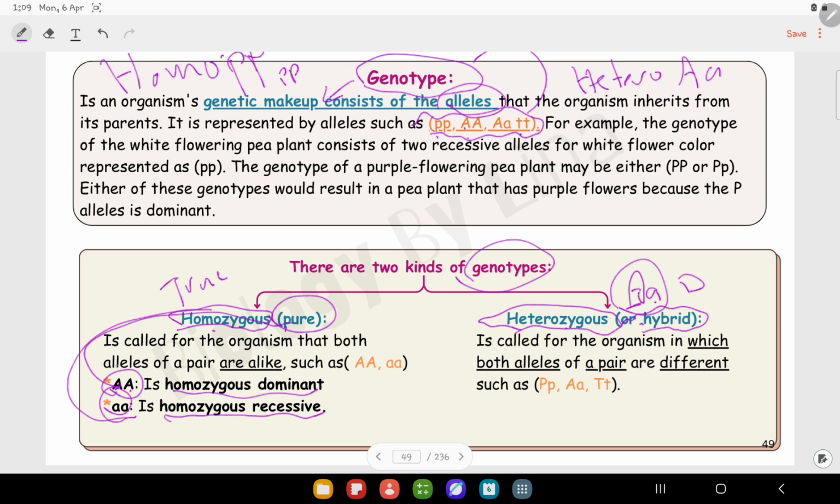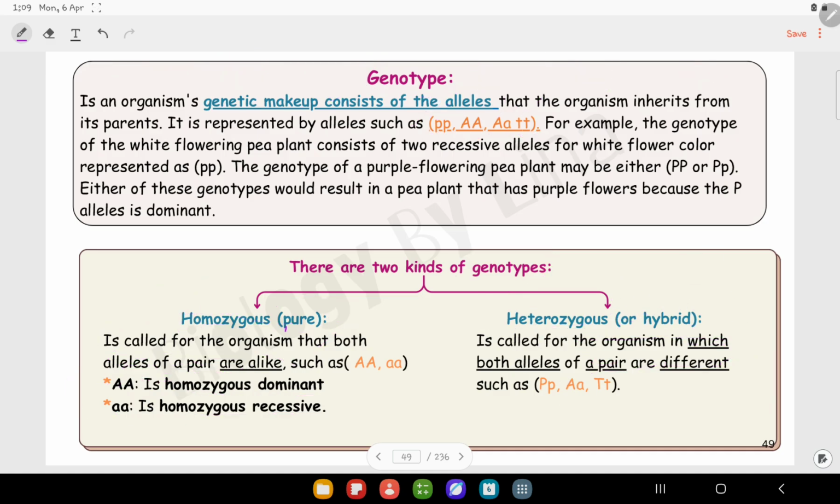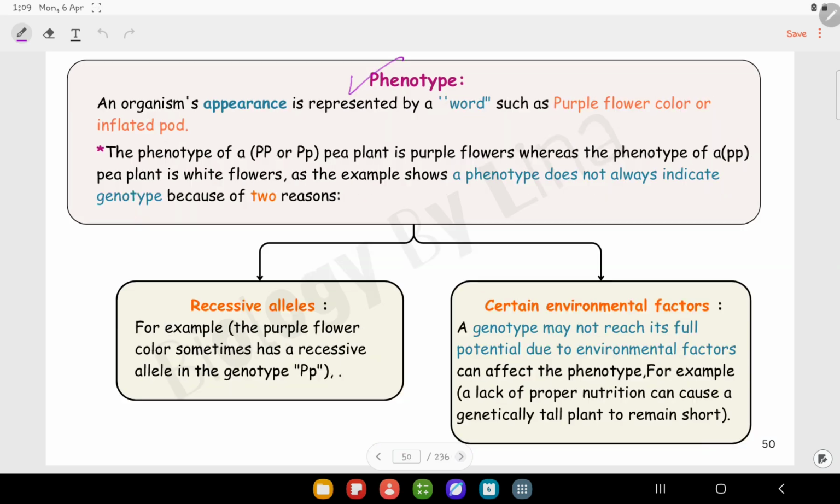Very important: if the pair of alleles are alike, similar to each other, like A capital, A capital, or A small, A small, it's named pure or homozygous. But if both alleles are different, not alike each other, like A capital, A small, we say it's hetero or hybrid. So when we say homo, hetero, hybrid, pure, all of these represent the genotype.